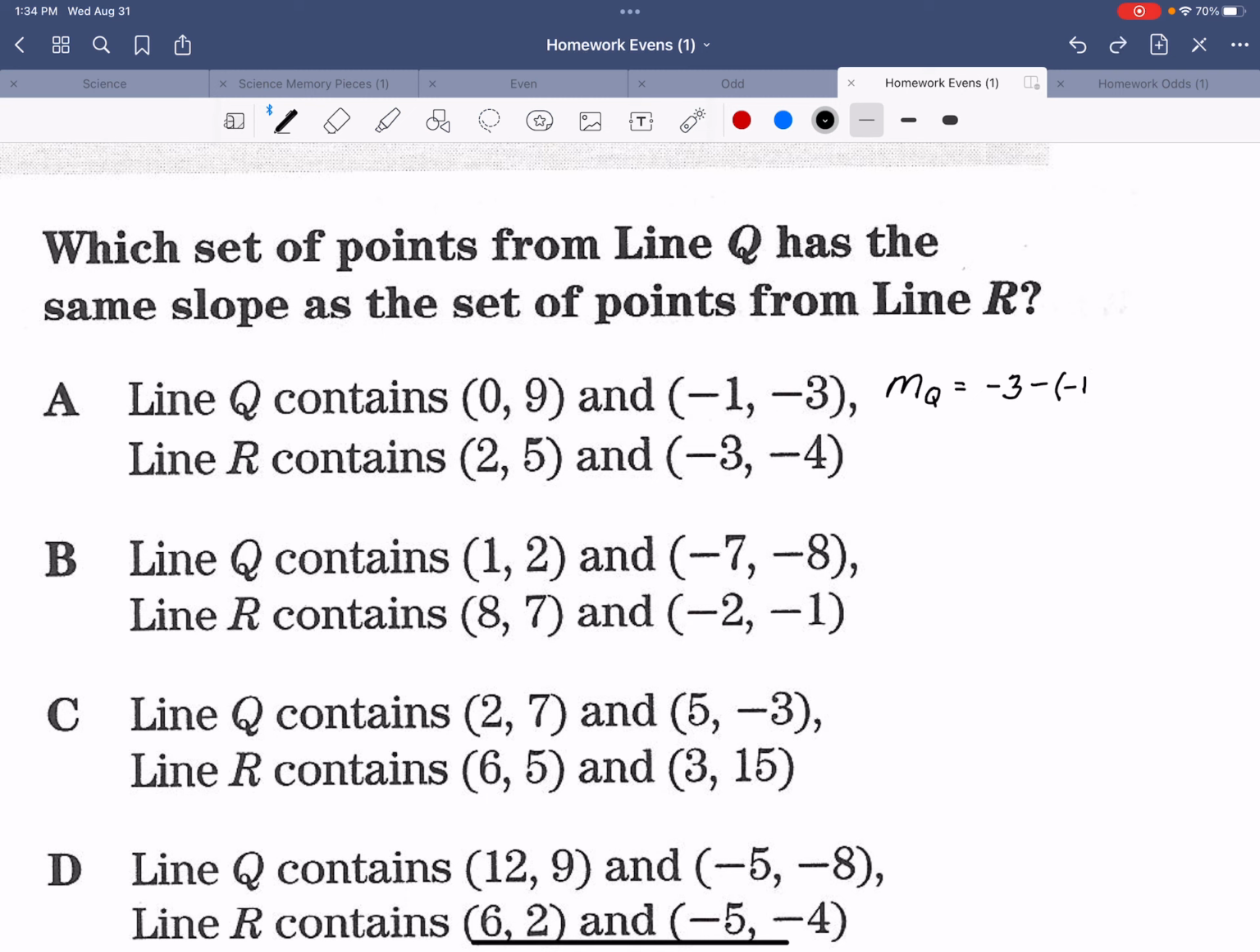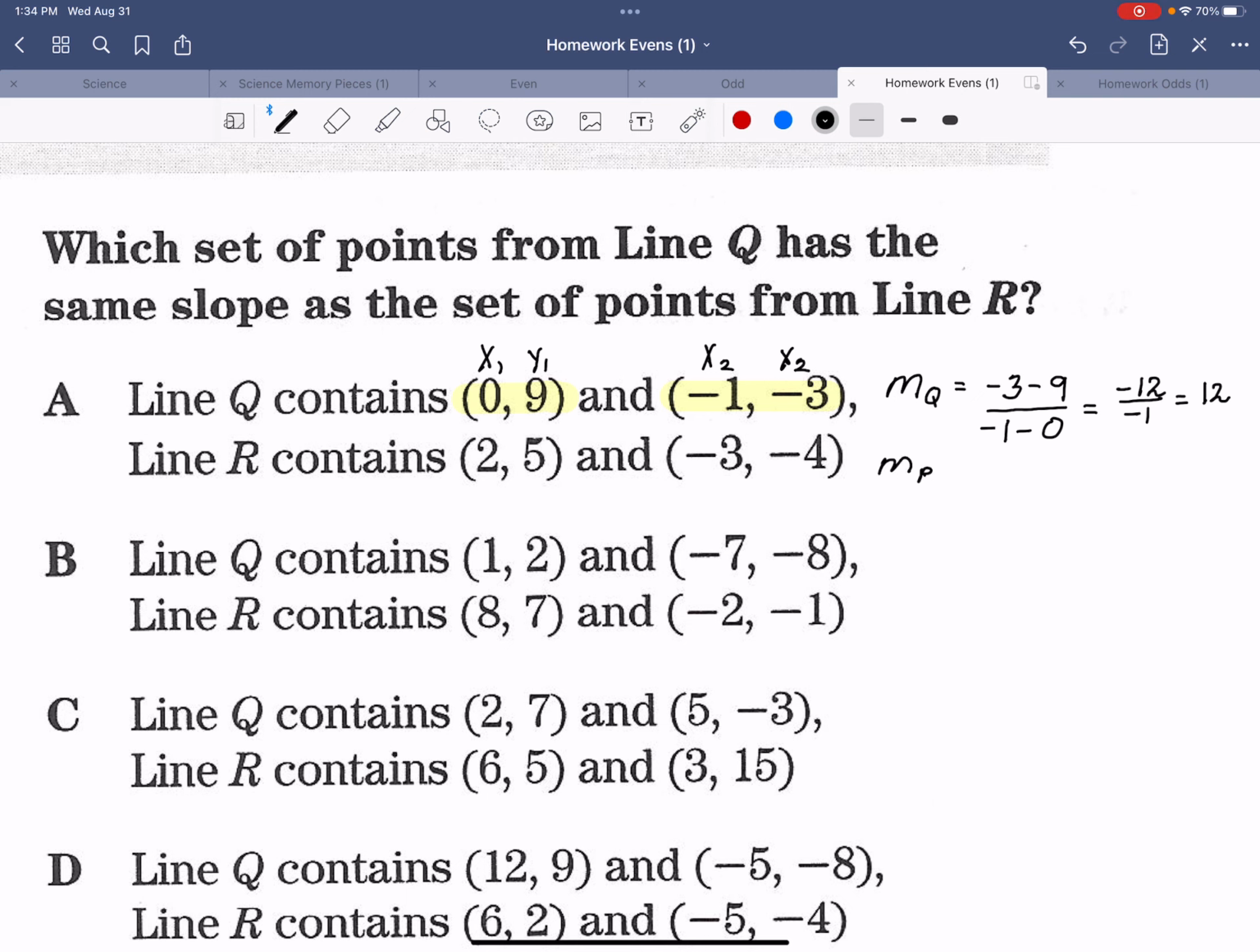Excuse me. This is what I get for shortcutting. I need to label my points. x1, y1, x2, y2. So it's negative 3 minus 9. This is why Amanda does not do shortcuts. I know myself too well. Negative 12 over negative 1, so the slope there is positive 12.